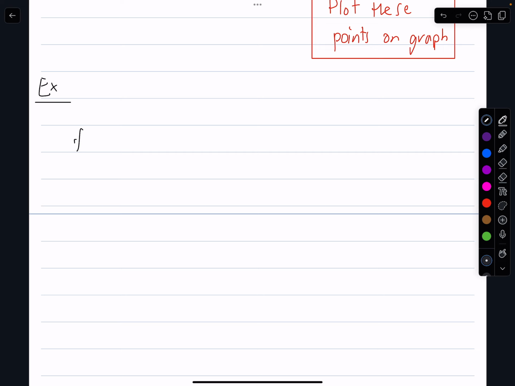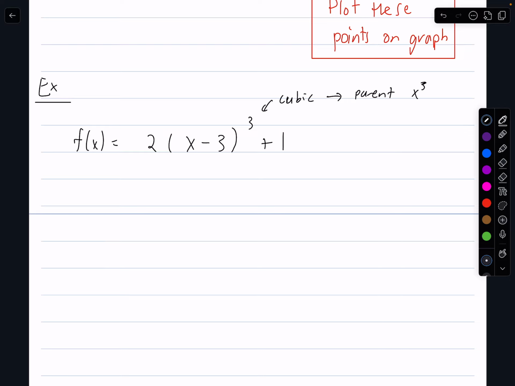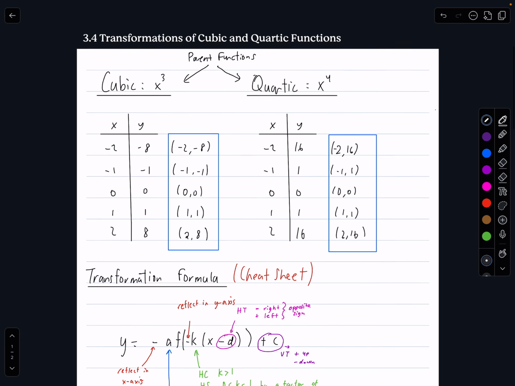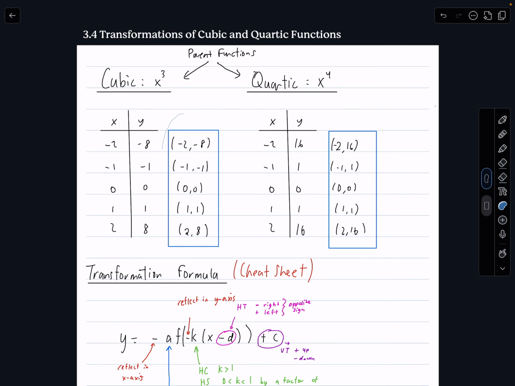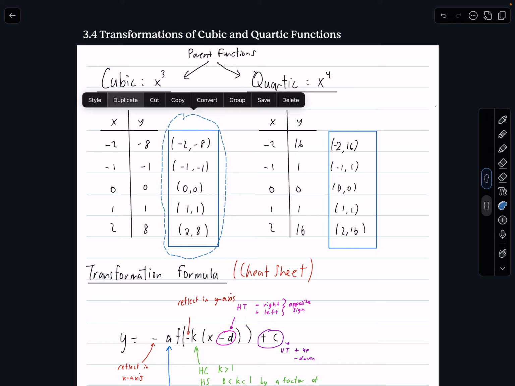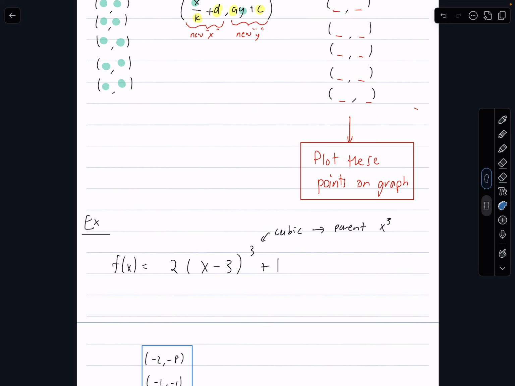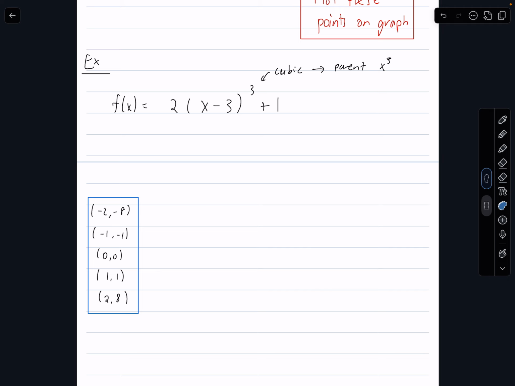So let's say the function was 2(x - 3) cubed plus 1. The first thing I notice is, look, this is a cubic function. Therefore, the parent function is going to be x cubed. That's the first thing I looked at. So right away, I can take my points from x cubed. I'm going to take these points and bring them down here. So these are my points from my parent function of x cubed.